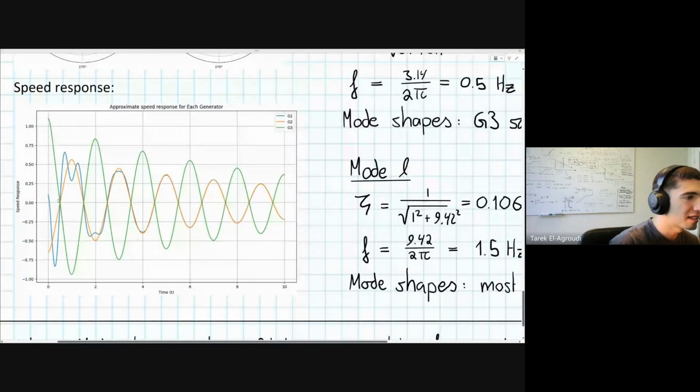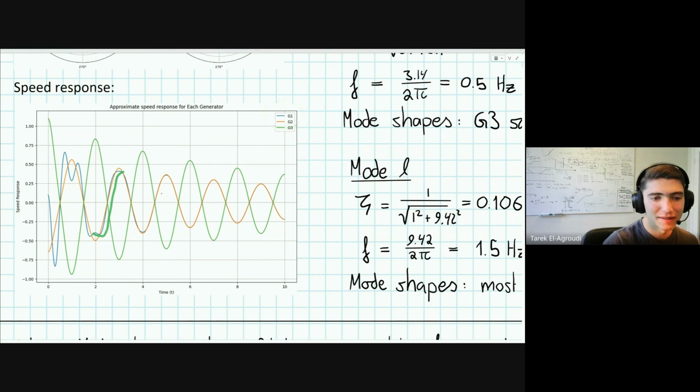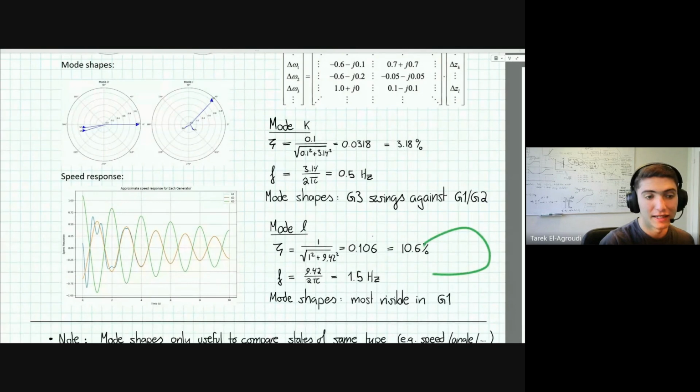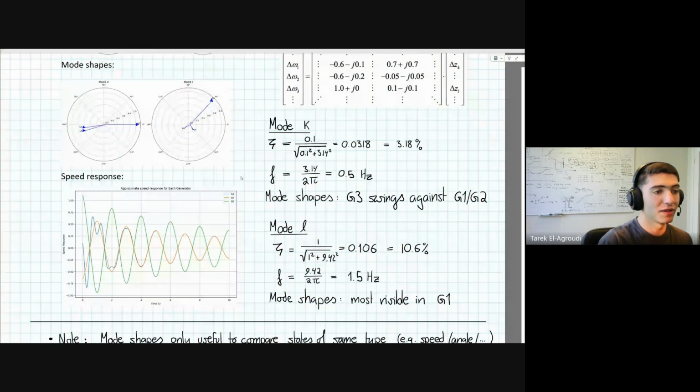Furthermore, you can see that while generators 2 and 3 seem to only have this 0.5 hertz mode, there's this higher frequency mode present only in generator 1, but it disappears quite quickly. That's because this high frequency, highly damped mode was mostly present in generator 1. So that's how these mode shapes are useful.